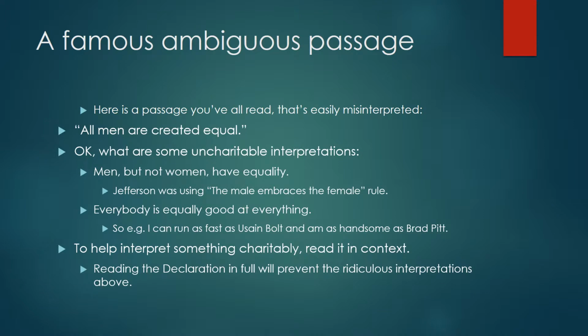However, those aren't charitable interpretations, right? To interpret this saying charitably, that all men are created equal, you need to read it in context. If you read the Declaration of Independence in full, it'll prevent the ridiculous interpretations that I've given you above. Because Jefferson wrote, "We hold these truths to be self-evident, that all men are created equal and endowed by their Creator with certain inalienable rights." And then he goes on to list what some of those rights are. The equality is in terms of the rights that we're endowed with, not everybody being equally good at everything.